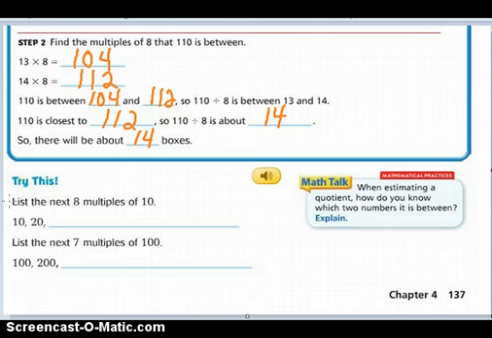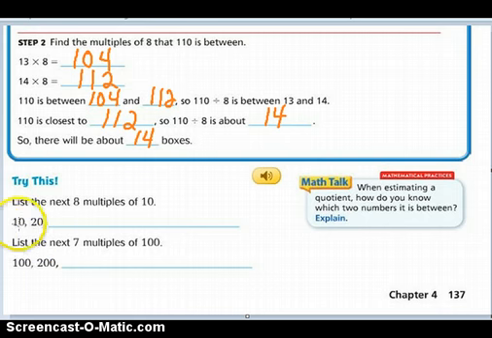Now it's your turn to try. So I want you to try this. List the next 8 multiples of 10. So you're looking for the multiples, multiply. Remember that little hint, multiply, multiples. List the next 8 multiples of 10. So 10, 20.